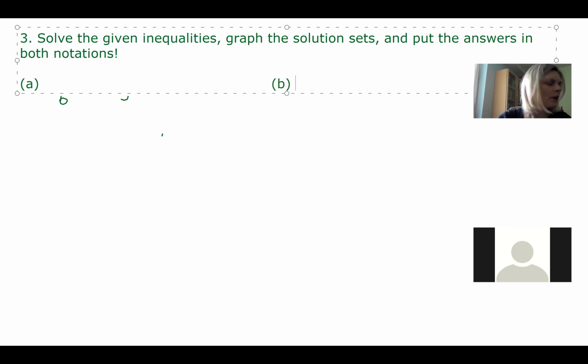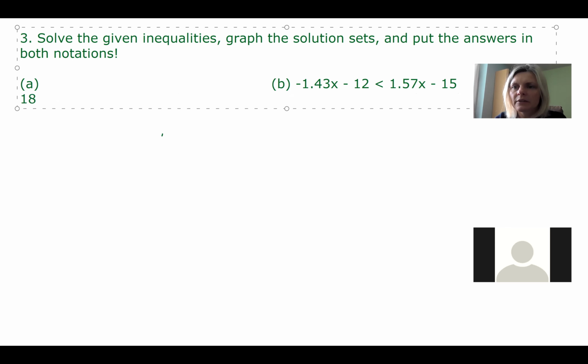B. Okay, this is with decimal numbers. Negative 1.43x minus 12. Here I'll have the less than symbol, but the second one will be less than or equal, so I'll have to draw it. 1.57x minus 15. So this is the less than or equal symbol, negative 1.43x plus 18.